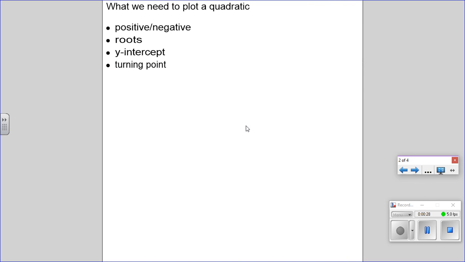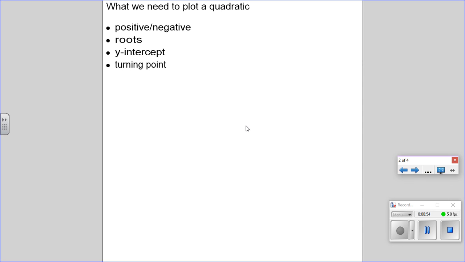Okay, so what we need to plot a quadratic is we need to know whether it's positive or negative, we need to know the roots, we need to know the y-intercept, and we need to know the turning point. Those four things every single time. And that's all we need. We don't need to do f of x is equal to all of this, or y is equal to all of this, and plot points and be as accurate as that, because it's unnecessary.